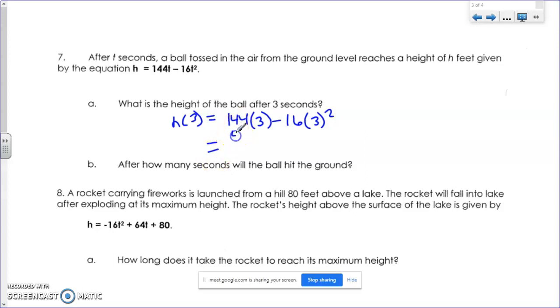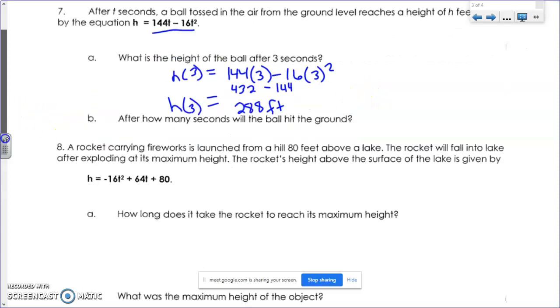Okay, 432. You're doing it step by step. No, 16 times 9. Minus 144. And so I get 288 feet. So I know after 3 seconds, the ball would be 288 feet off the ground. Does that make sense? I could have also plugged this into my calculator and gone to where x is 3 in my table to check it and got 288.